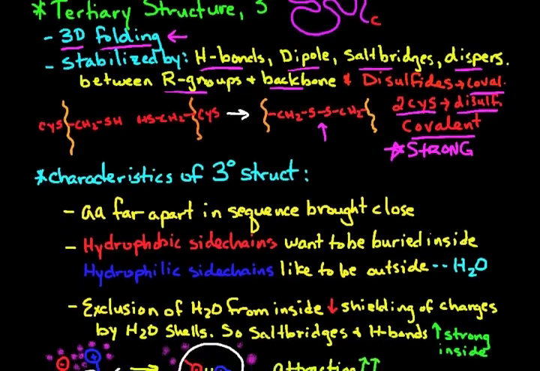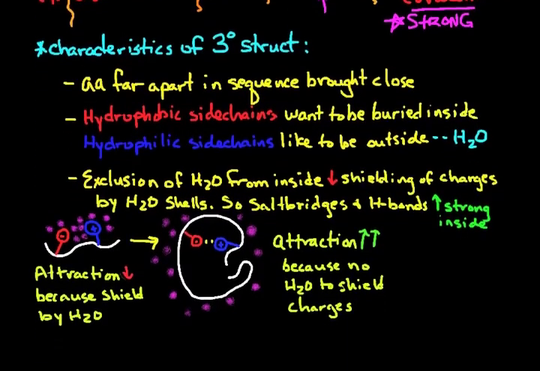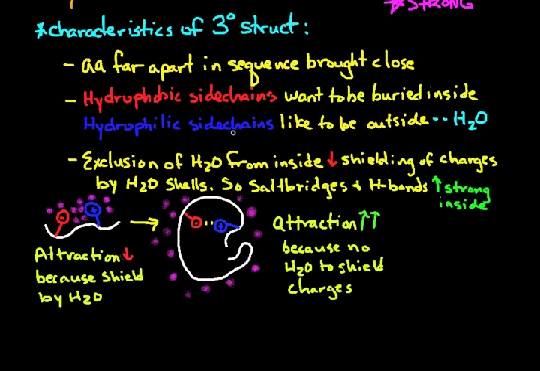Okay, now we're going to talk about some common characteristics of tertiary structure that you might not have thought of before. And to begin, I'm going to tell you that in tertiary structure, amino acids that are very far apart in sequence are brought close to each other in space.